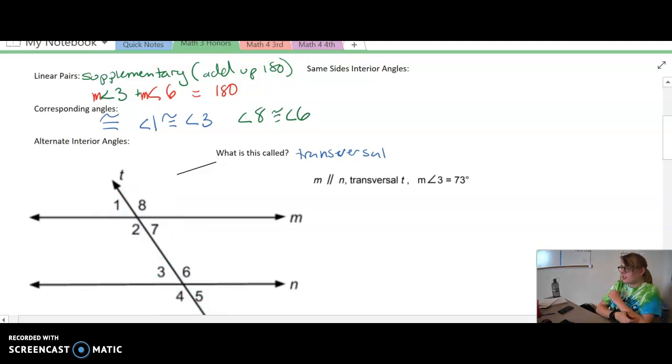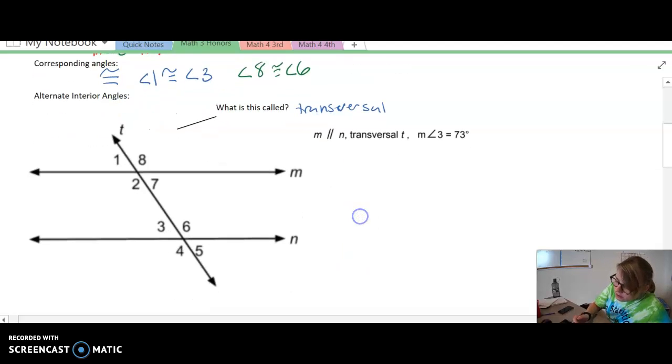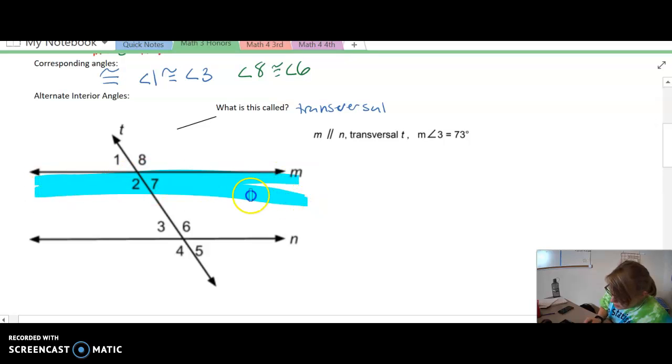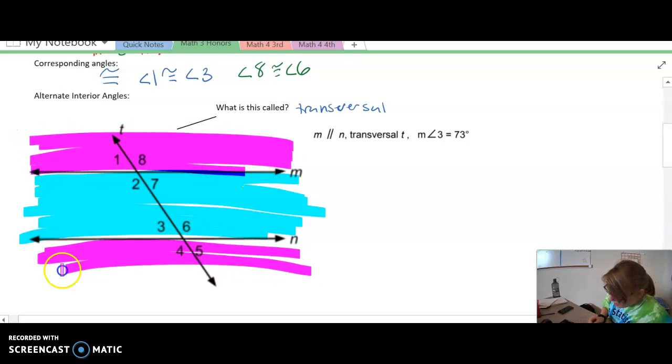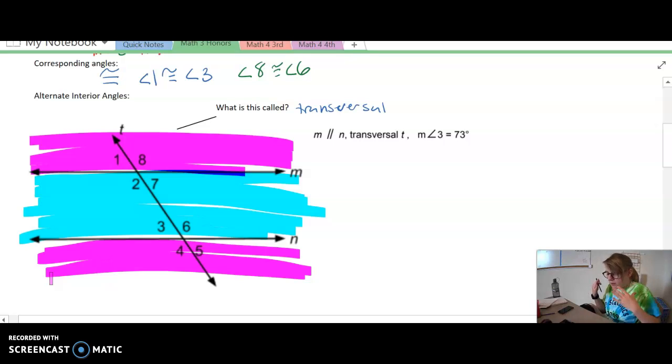The next thing that we need to talk about is alternate interior angles. This might get a little confusing if you don't understand it fully. Alternate interior angles deal with parallel lines. Interior means everything between the parallel lines, and exterior is everything outside of the parallel lines. So please make sure you are reading them correctly. When I have alternate interior angles, I'm dealing with that blue highlight, and they have to be along the same transversal.